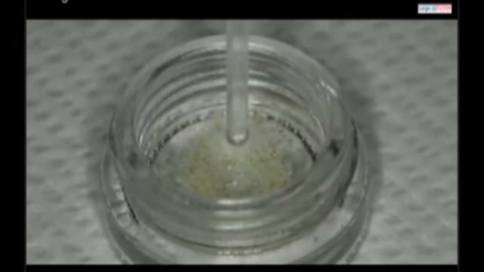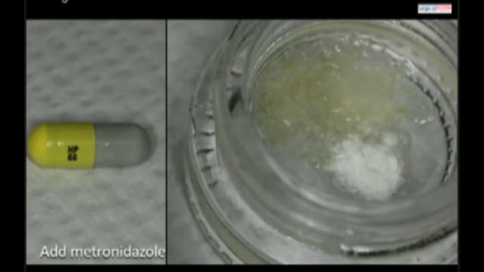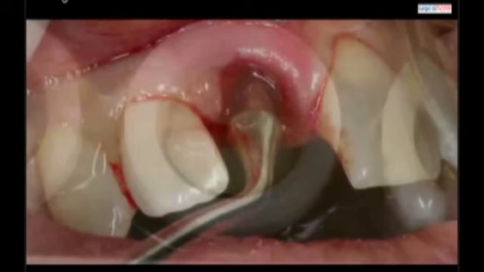In order to enhance this graft, I'm going to add some PRF. I'm going to add some metronidazole, basically adding some metronidazole from a capsule. I'm going to add the particulate graft. I'm going to add PRF. I'm going to add some metronidazole, mix it all up, condense it into the socket, compartment grafting using a PRF plug right on top, 2 little X-sutures, and basically you're done.